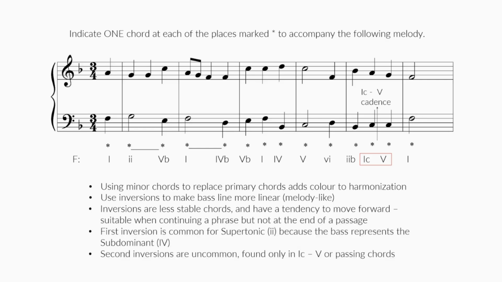Second inversion chords are uncommon, found only in 1C5 progression or as passing chords. Here you would see a 1C5 progression near the end of the music that helps sustain the bass note C before it resolves to F.